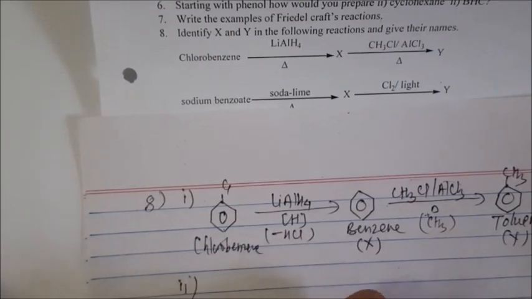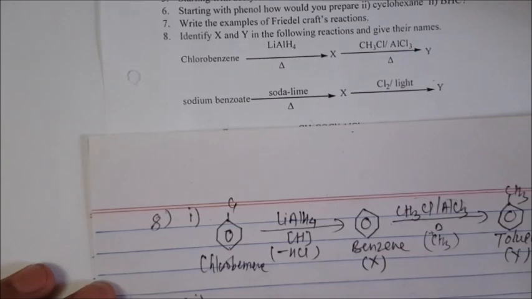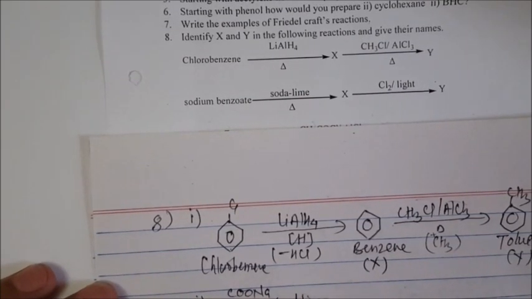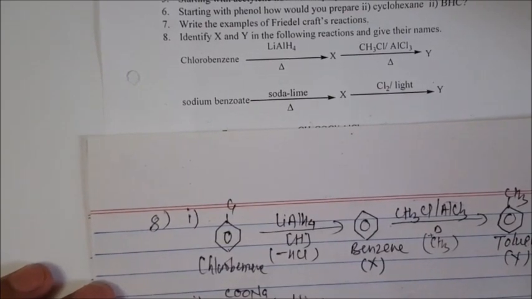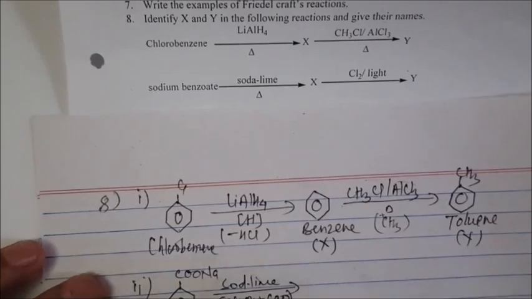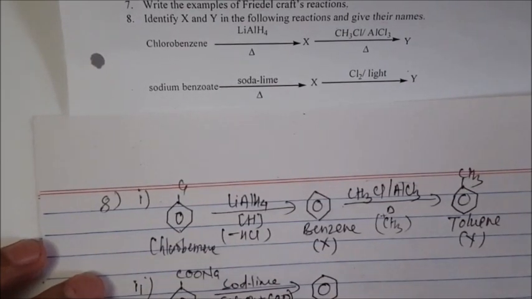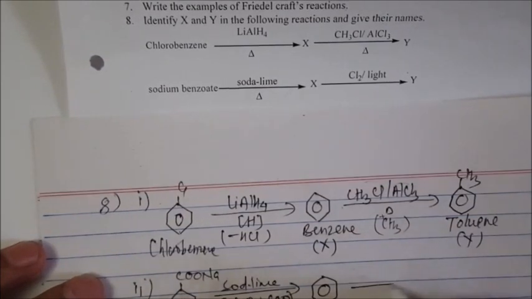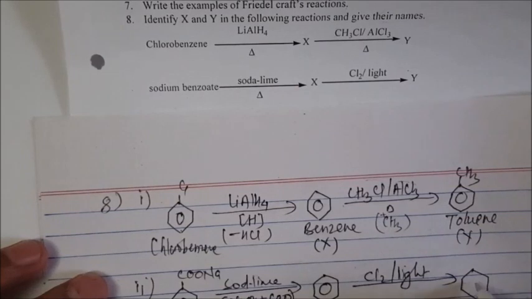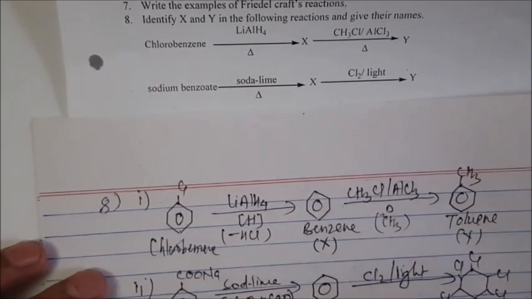So now question number 2, sodium benzoate. You can see here sodium benzoate, soda lime heated, X, Cl2 light. This is similar to the previous one. We have already solved this type of question. COONa. So soda lime means the mixture of NaOH plus CaO. When it is heated, it produces X. X here means benzene. This is the decarboxylation reaction. Here benzene is X. And when it is treated with chlorine in the presence of sunlight, then BHC is produced. This is benzene hexachloride or BHC. This is the product Y.